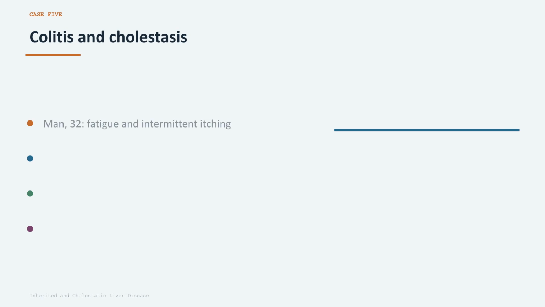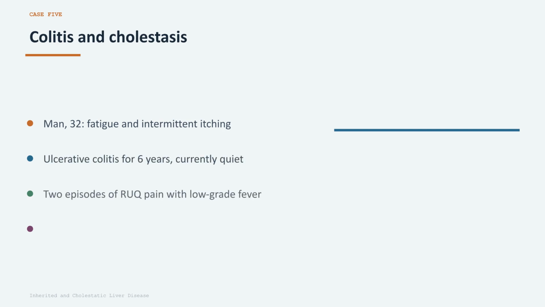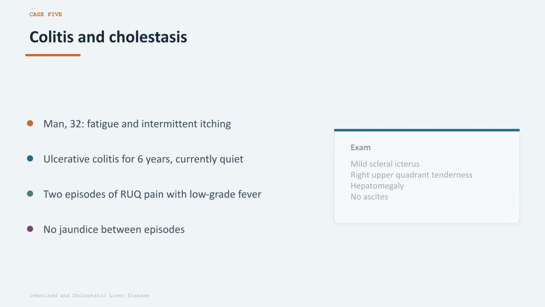Our last patient is a 32-year-old man. He has been tired and itchy, on and off. He has had ulcerative colitis for 6 years, and it is currently quiet. Twice in the past year, he has had right upper quadrant pain with a low-grade fever that settled on its own. Between those episodes, he is not jaundiced. Today, he has mild scleral icterus, tenderness in the right upper quadrant, and an enlarged liver.